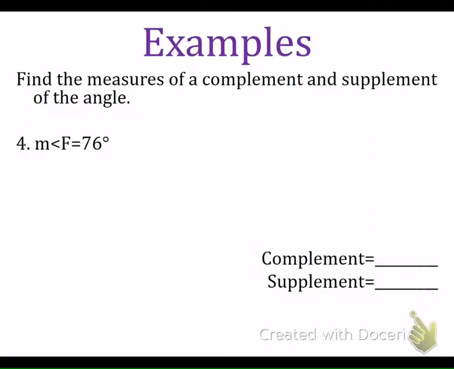Next, this says, find the measure of the complement. So we just talked about what that word means. Complement is what angle would be complementary with this angle. So basically, what angle would you add to this angle to make a 90-degree angle? Then we're going to find the supplement. So what angle would you add to this angle to make a straight angle or a 180-degree angle?